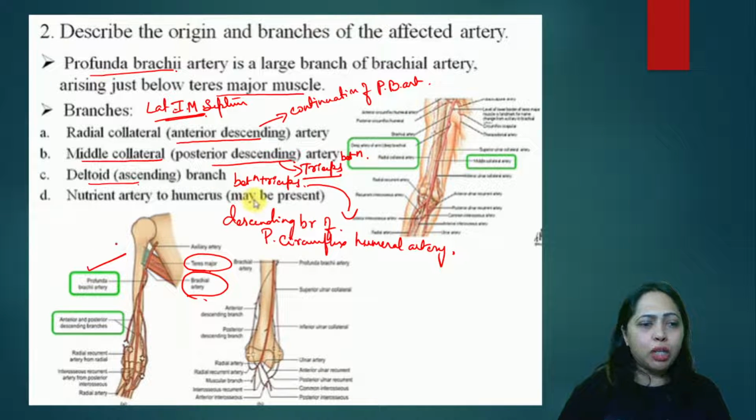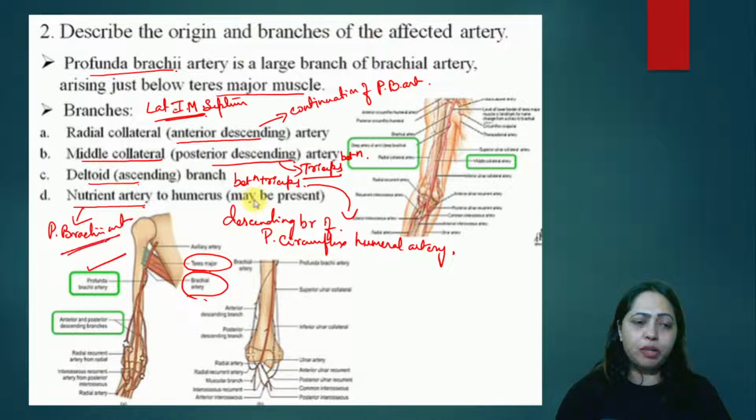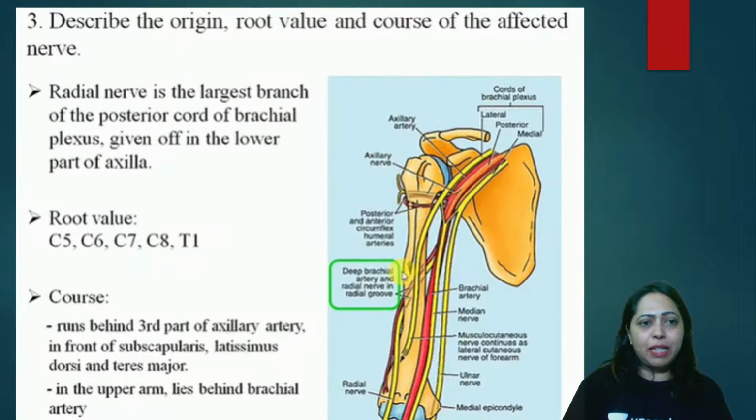What is this nutrient artery? The nutrient artery is always given by the brachial artery itself, but sometimes there is also an accessory nutrient artery. Here in this case, it could be present, and that is a branch of the profunda brachii artery. So this is an accessory one. It may be present. So these are the branches from the profunda brachii artery, and all these branches could also be affected. All right, let's see what we have.